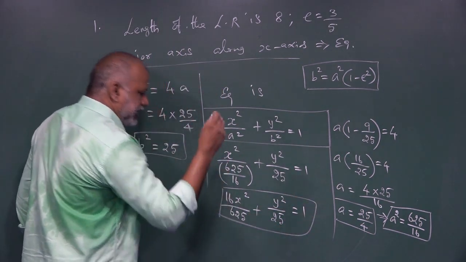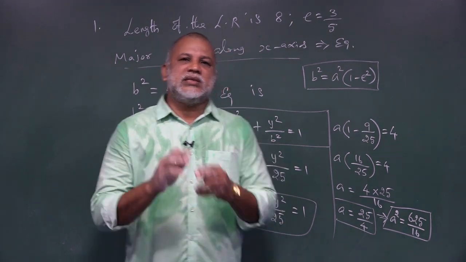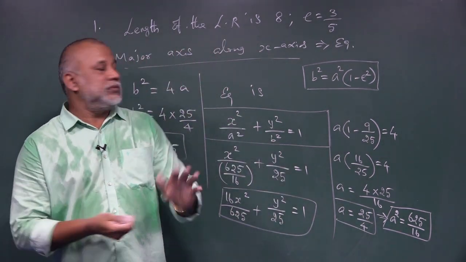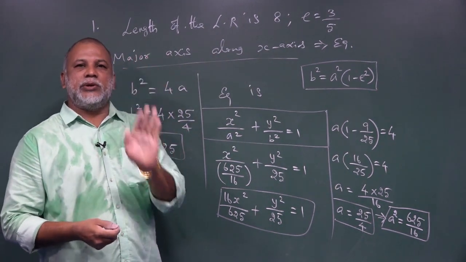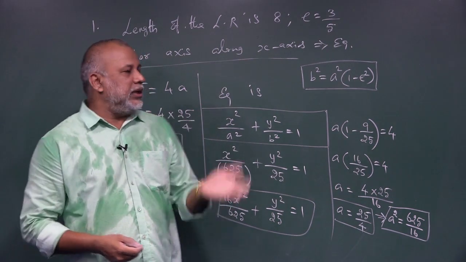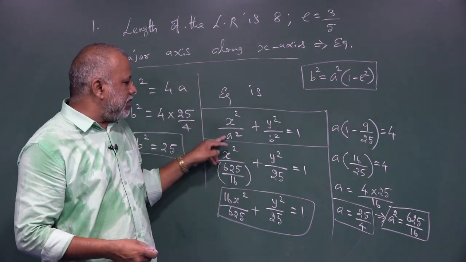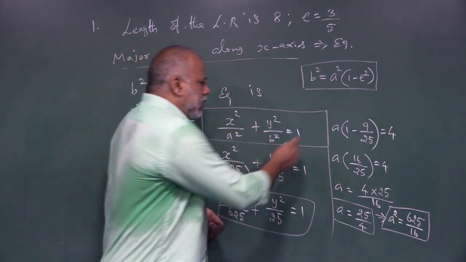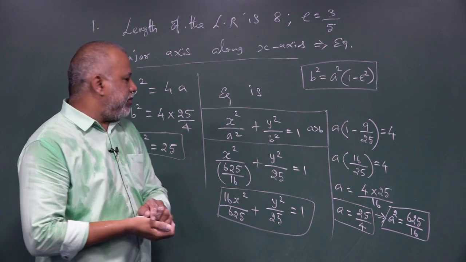See the standard equation of an ellipse. From the given data, justify your type. Major axis along the x-axis. This is the first logic, the first concept you have to listen to, because we have two types. As per the given data, it belongs to type number 1. What is the equation of type number 1? x squared by a squared plus y squared by b squared equals 1. Always a greater than b.